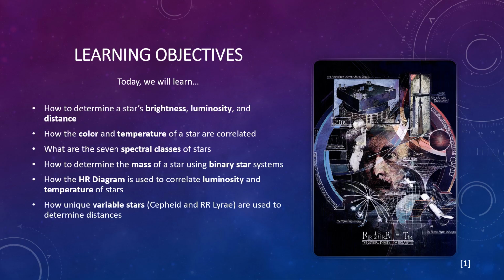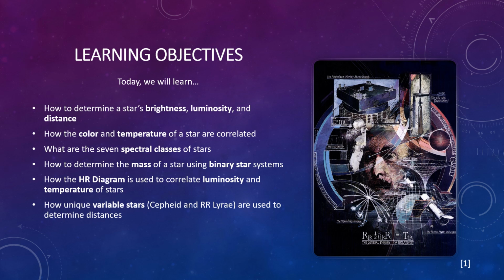Today we will learn how to determine a star's brightness, its luminosity, and how we can learn its distance from that as well. We'll learn how color and temperature are correlated, as well as how we can use those to determine the spectral types of stars. We will also learn how binary star systems can help us determine masses of stars, because if there's not a star interacting with something, then it's hard to tell the mass of something that's by itself.